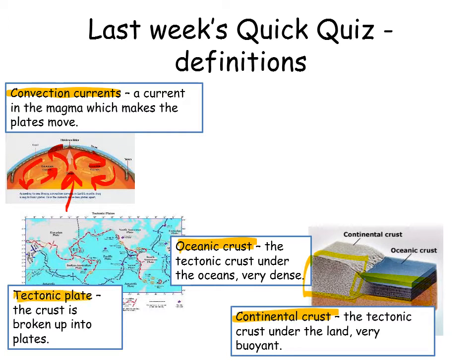Then we have our tectonic plates. Hopefully you got this one. The crust is broken up into these tectonic plates all the way around our planet, like the surface of a cracked egg or some orange peel. We've got these cracks and they fit together like a jigsaw.